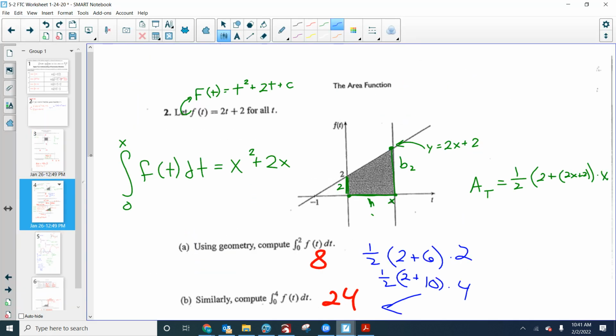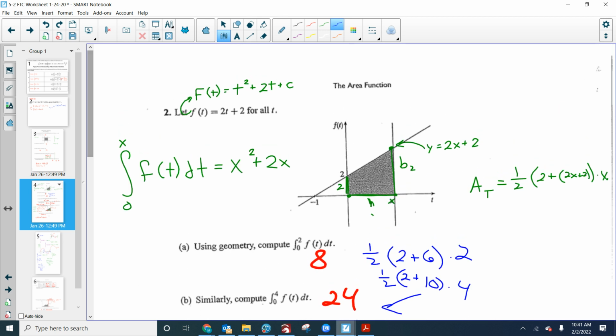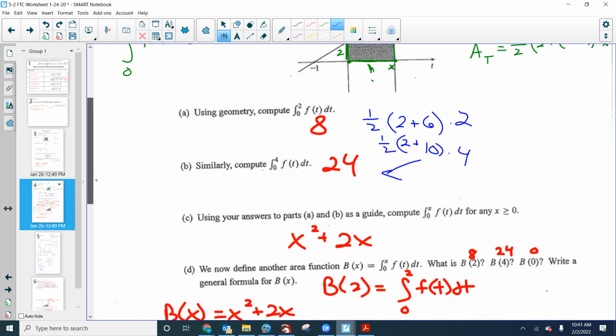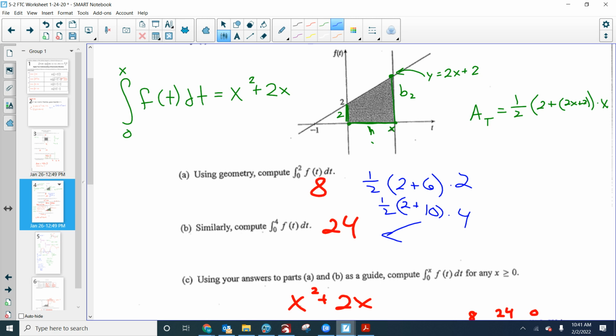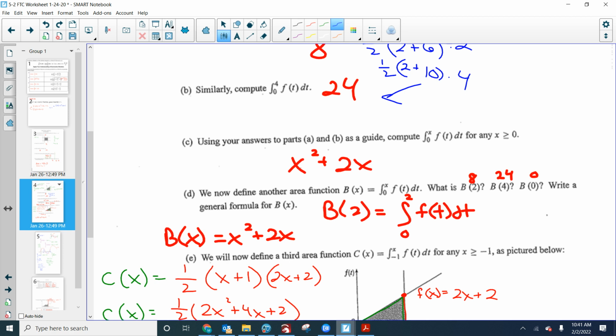Back to this problem. If we started with t's, this is what I was trying to get at. I think this will make more sense to you now. If this started with t's and this had an x in it, Caden answered for us, why does area have x's in it? And Caden said, well, x was where we stopped, and that area depends on x. It depends on where you stop, right? It's a function of x. Area becomes a function of x. Did you all get x squared plus 2x for that one?